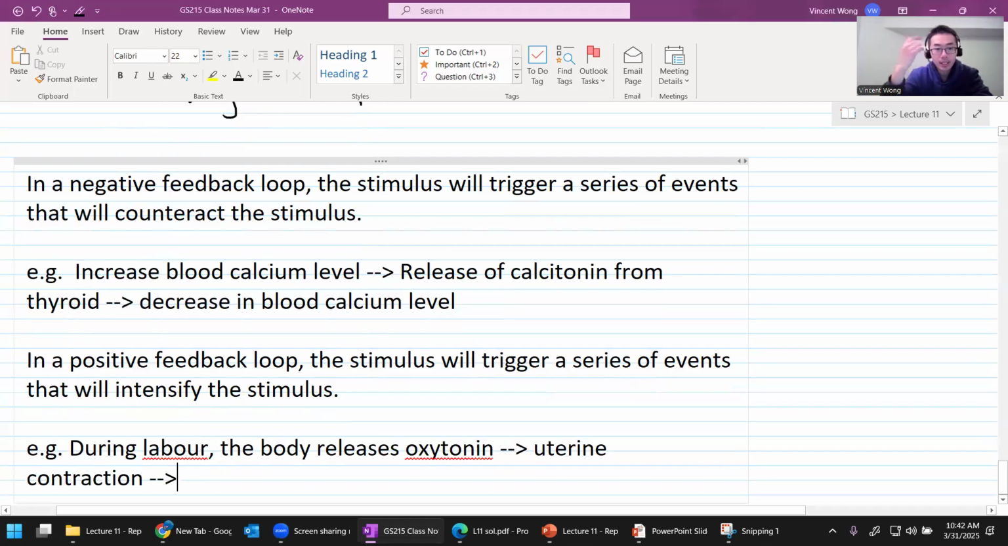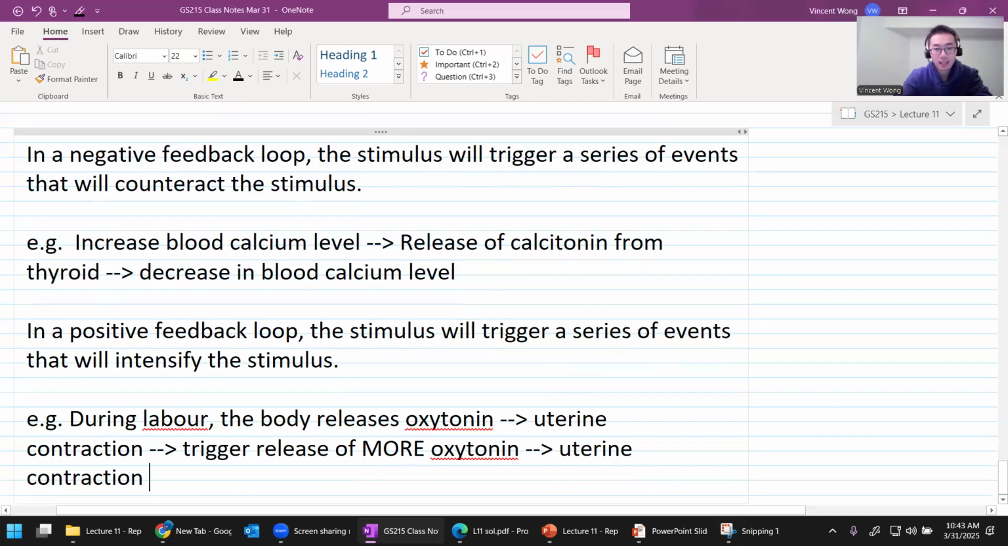And then the uterine contraction will actually go to the brain and trigger release of more oxytocin, which then will trigger more uterine contraction. And then it will go back to the brain and then more and more. And so it just kind of keeps on feeding back on itself and it exaggerates, intensifies the signal. That's called positive feedback. Okay.